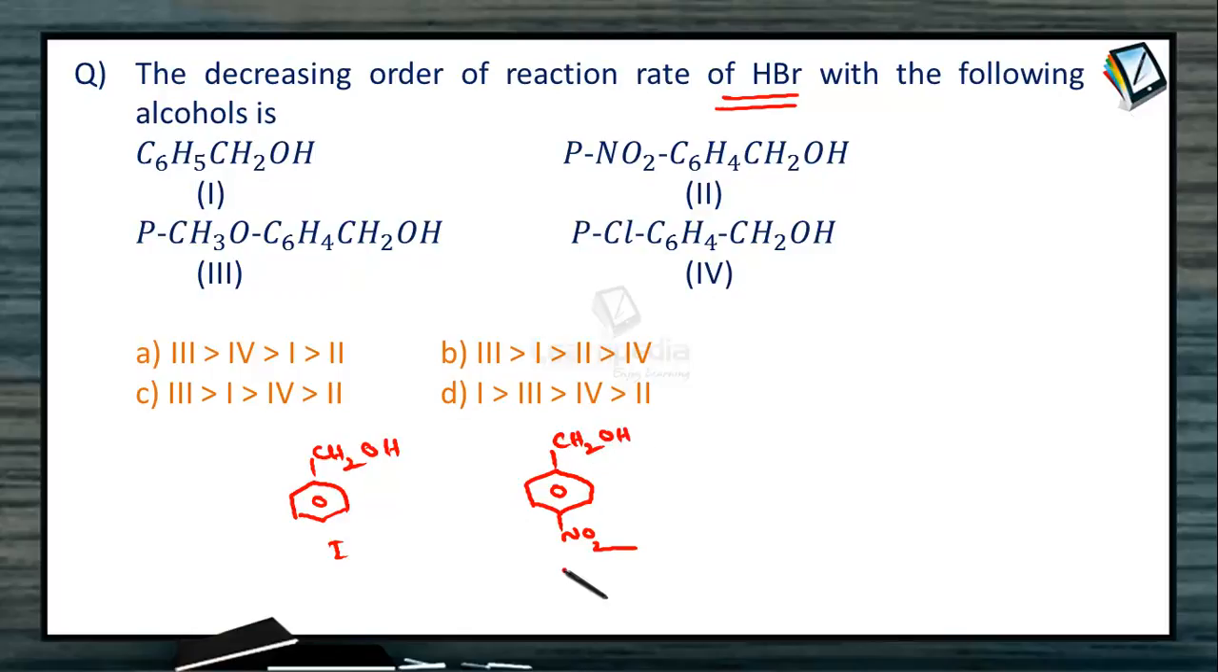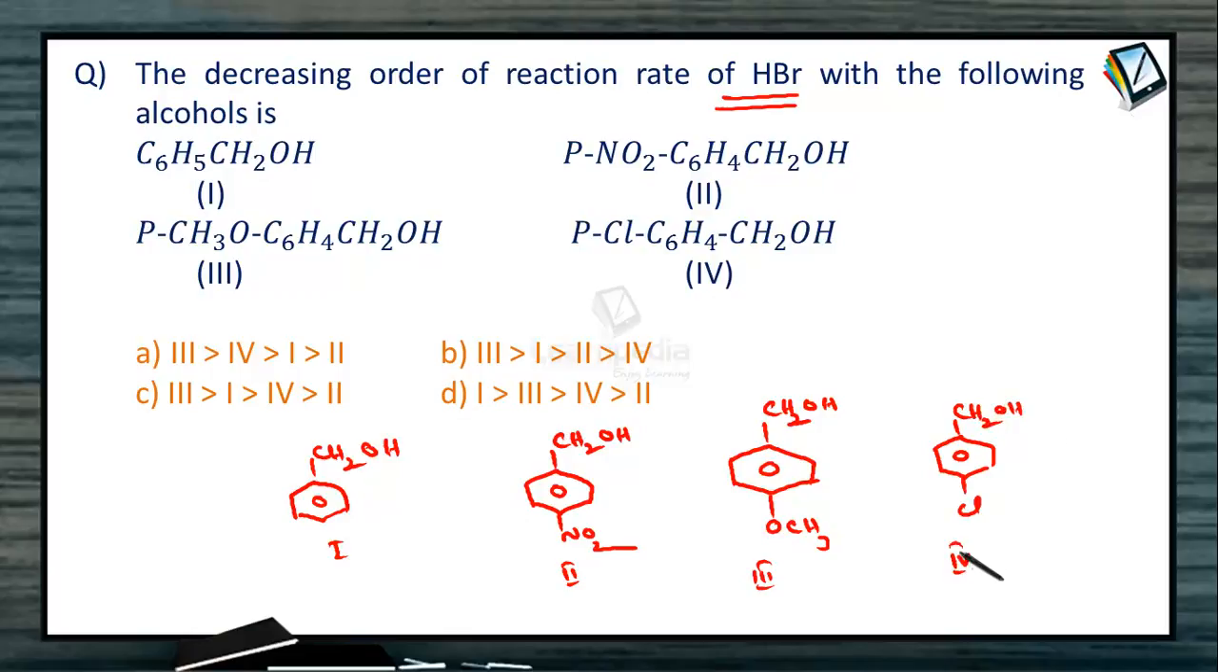So this is the second one where the nitro group is attached in the para position, and the third one, when we see para-methoxy, this CH2OH group remains the same alcohol, and this is OCH3. This is the third one. And what is the fourth one we are given? The chlorine atom is substituted in the para position, and this CH2OH remains the same. And what is now asked? We want the decreasing order of reaction rate of HBr with the following.